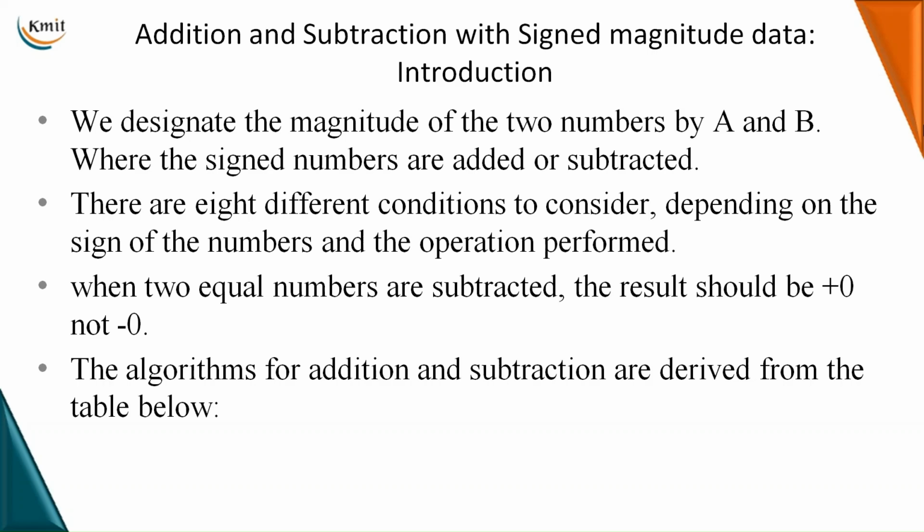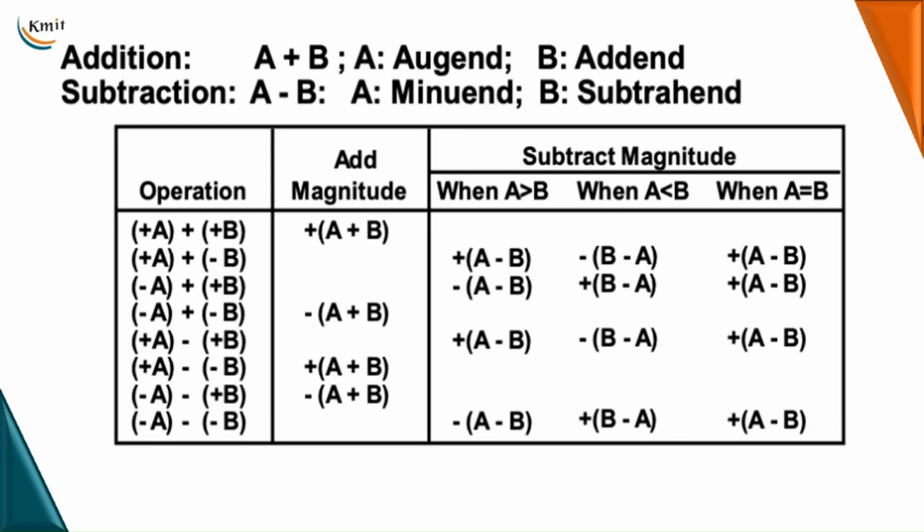When it comes to different conditions for addition and subtraction operation between two operands A and B, in case of an addition operation, the operands are called A and B, where A is called the augend and B is called the addend. When it comes to subtraction operation, which is A minus B, the first operand A is called the minuend, whereas the second operand B is called the subtrahend.